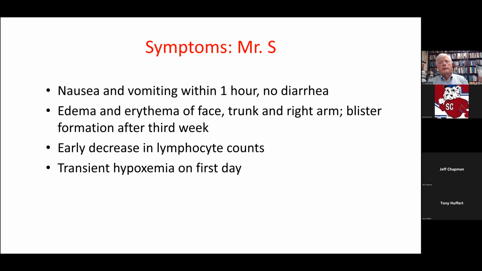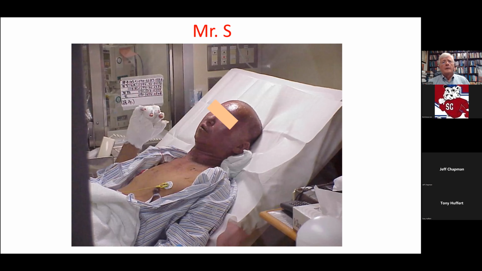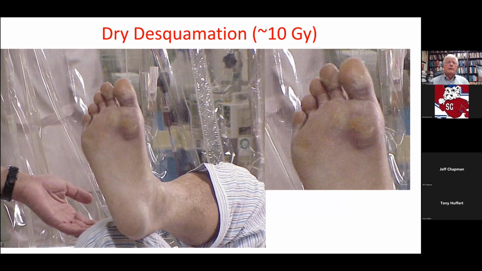Now, Mr. S had nausea and vomiting within an hour. So he has a lesser dose: no diarrhea, but edema, erythema of his face and trunk, and blister formation. He dropped his lymphocyte counts early and had transient hypoxemia, decreased oxygen in the blood, but he was a smoker, so it's hard to tell. Here's a picture of him, again, in the ICU. You can see the erythema and redness on his face. His right hand's bandaged.